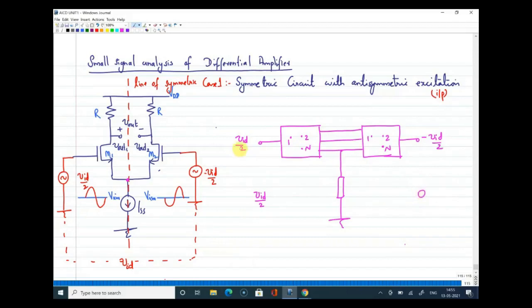So what I will do first is I will apply only one signal here, and I will short the other signal to ground. That is what I marked here. Vid by 2 on one side and on the other side I am giving 0. And when I measure the voltages at these points, I measured Vx here, Vy here, and Vz here.